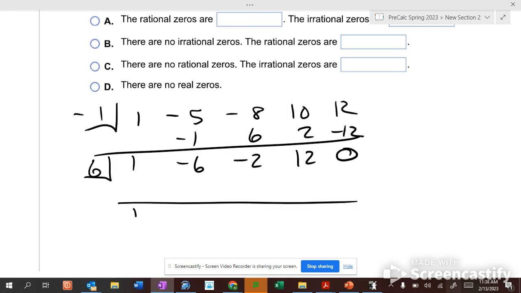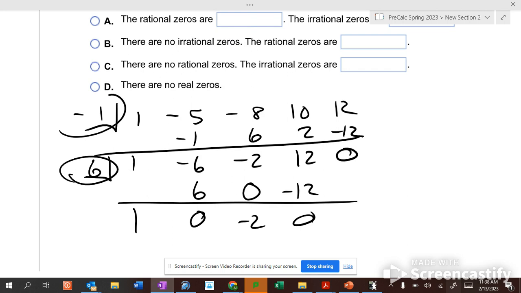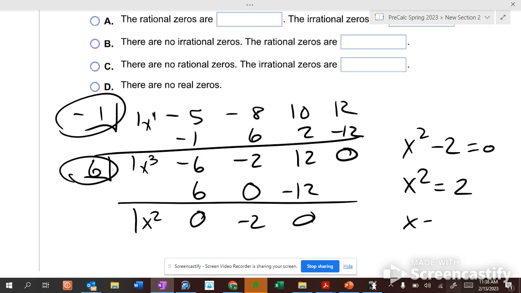So if we try that, 1, 6, 0, 0, -2, -12, 0. We got our two roots. And now, if this is x to the fourth and this is x to the third, so this is x squared, so I get x squared minus 2 equals 0, x squared equals 2, so x equals positive or negative square root of 2.